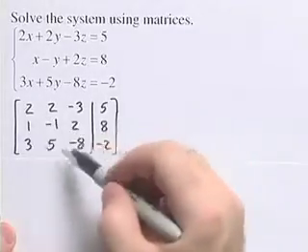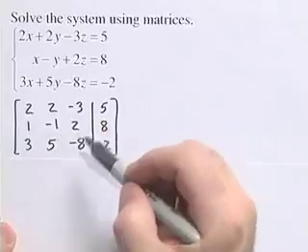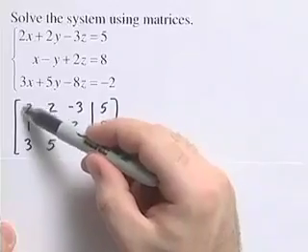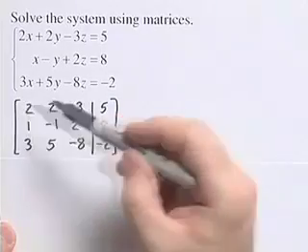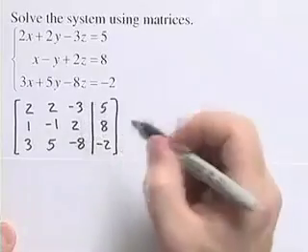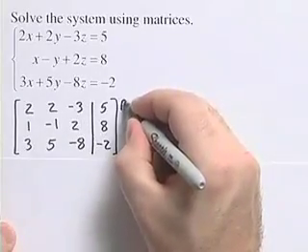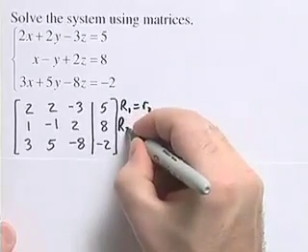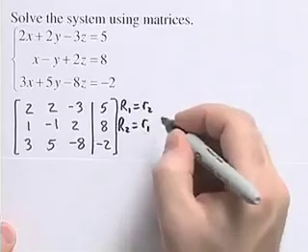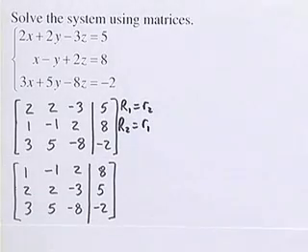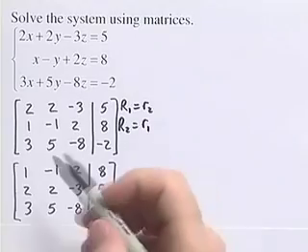Our goal when using matrices is to try to get this matrix into row echelon form. To do that, we need a 1 in this 1,1 entry up here in this upper left corner. We can do that by switching the first and second rows. So we're going to say our new row 1 is equal to the old row 2, and our new row 2 is equal to the old row 1. If we perform that operation, we get the following matrix.